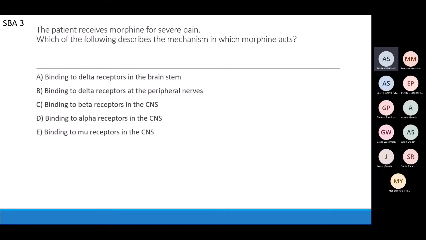So I can see everyone's put down E as the answer, which is correct. The morphine itself acts on the mu receptors in the CNS, and that helps cut off the pain sensation so you don't feel it. The key things to remember are it also acts both centrally and peripherally, and this is where you get all the side effects of it. So your decreased gut motility, you might get some nausea with it as well, it affects your appetite and things like that too.